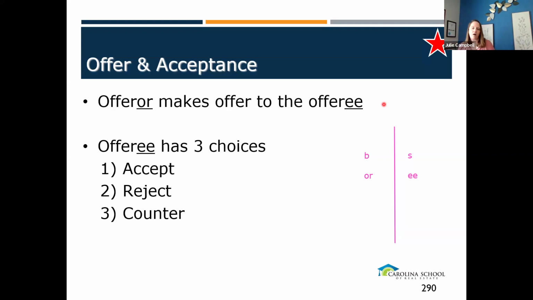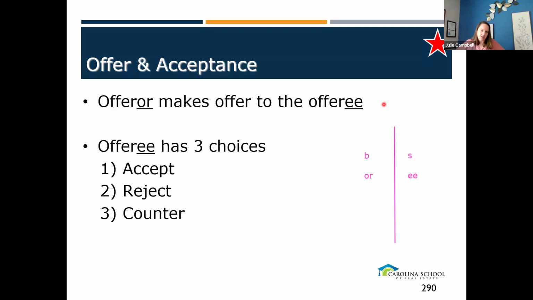The offeree also has the option to reject. If you reject the offer, you've killed it. It's dead on the table. You said no, or thanks but no thanks, or however you want to say that. I do not accept your offer. I hereby reject it. That's it. Both parties go about their lives as if it never happened. Nobody's bound. Nobody's obligated.